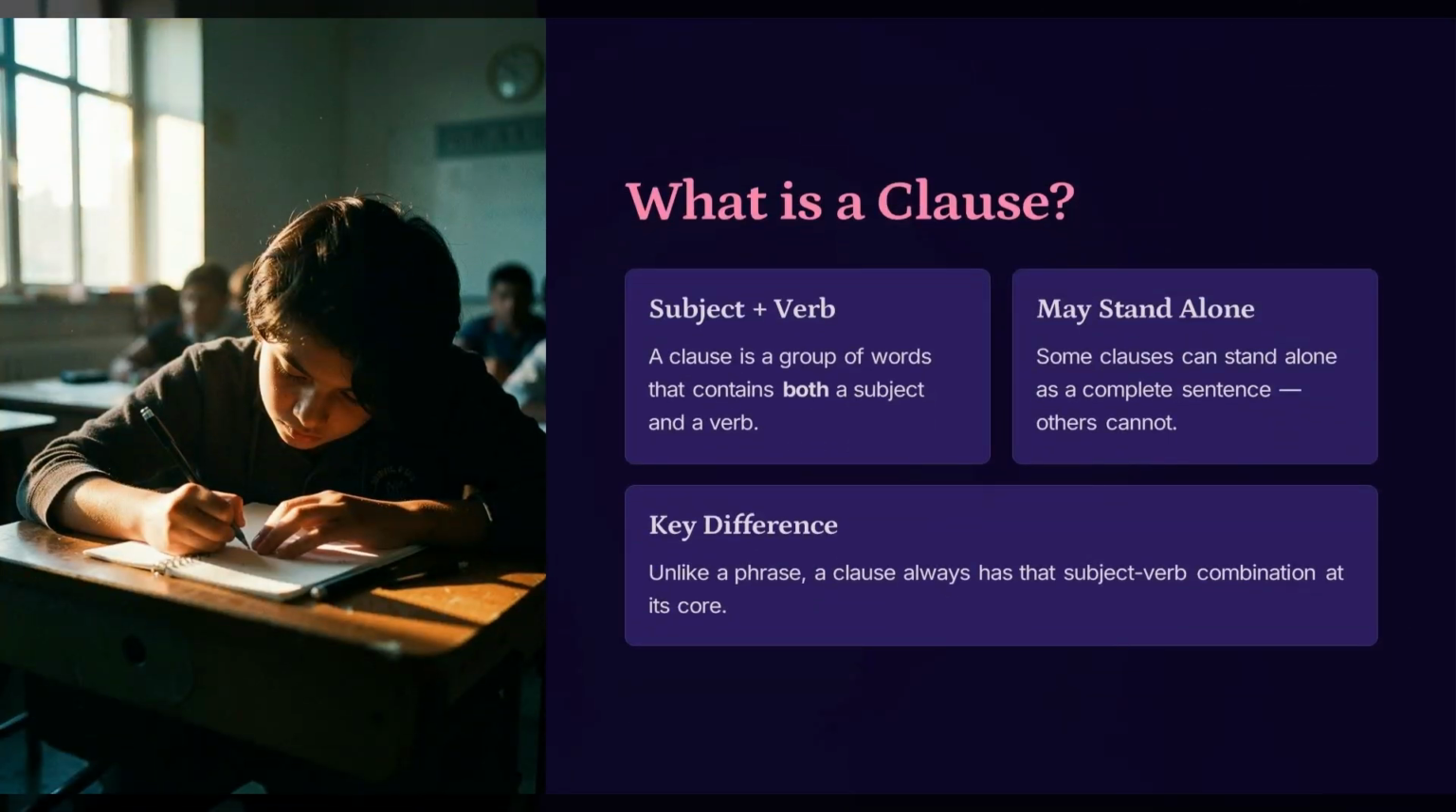What is a clause? Subject plus verb. A clause is a group of words that contains both a subject and a verb. May stand alone. Some clauses can stand alone as a complete sentence. Others cannot. Key difference: unlike a phrase, a clause always has that subject and verb combination at its core.